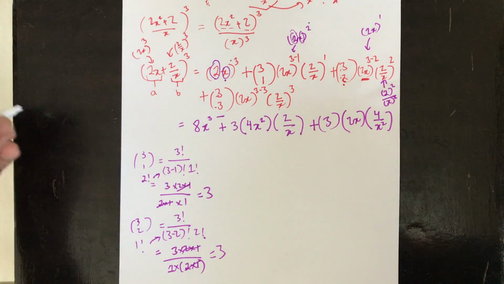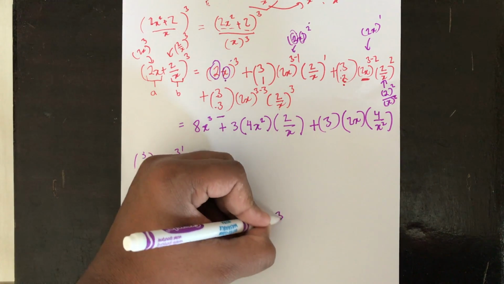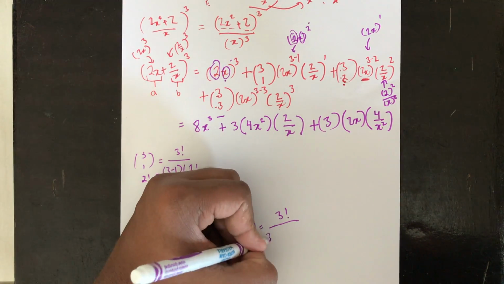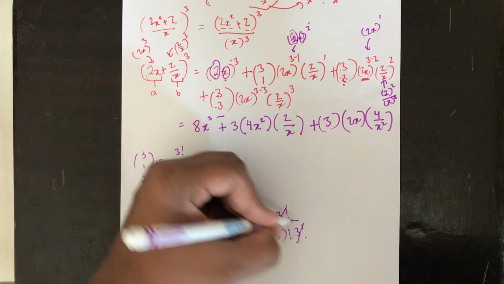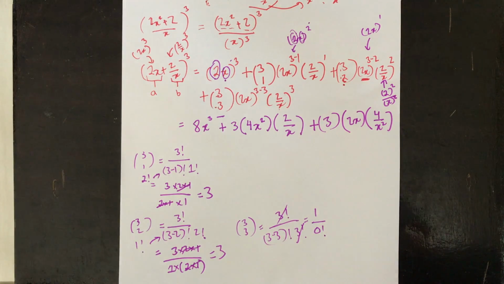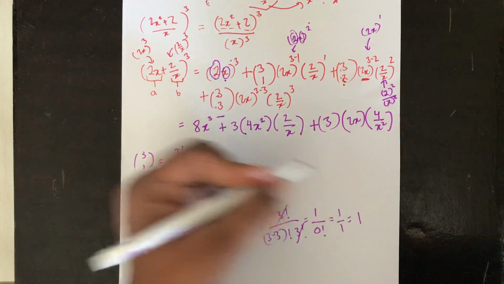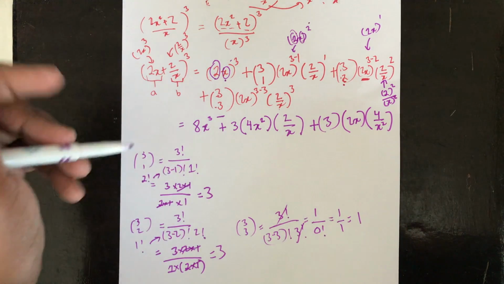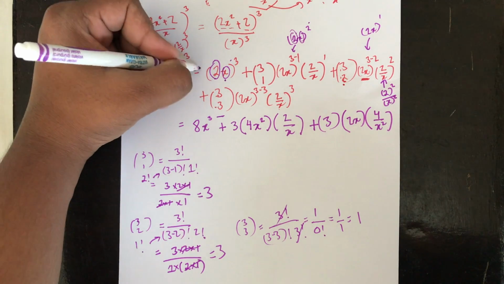3 choose 3. What is 3 choose 3? Let's solve that. So this is 3 factorial over (3 minus 3) factorial into 3 factorial. That gives me 1 over 0 factorial. From the previous video we deduced why 0 factorial is equal to 1, so that gives you 1 over 1, which is 1.